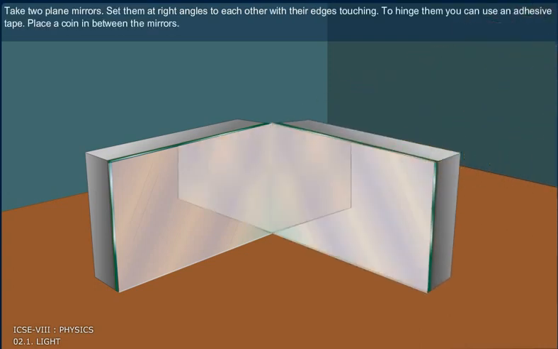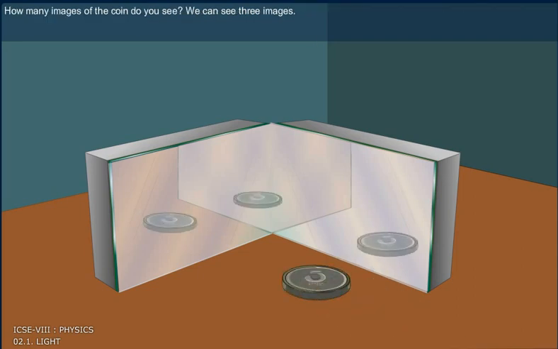Take two plane mirrors, set them at right angles to each other with their edges touching. To hang them, you can use adhesive tape. Place a coin in between the mirrors. How many images of the coin do you see? We can see 3 images.